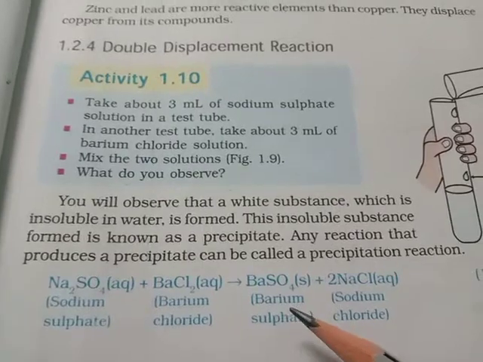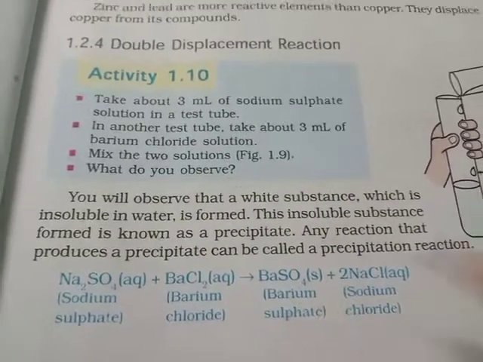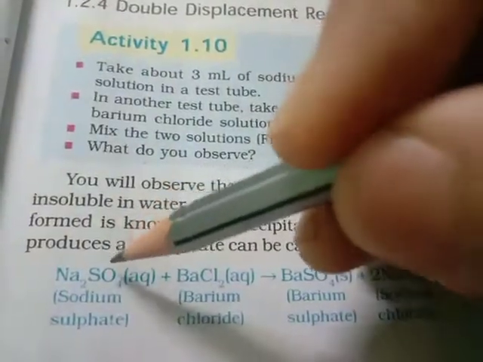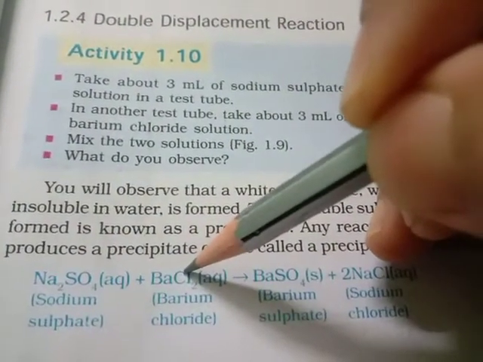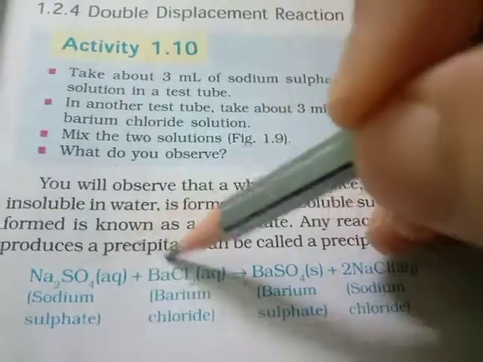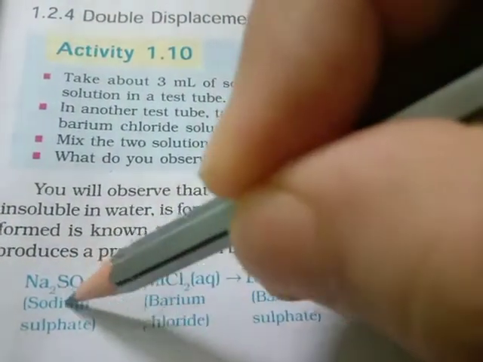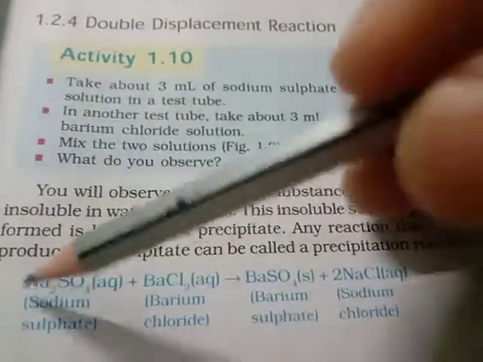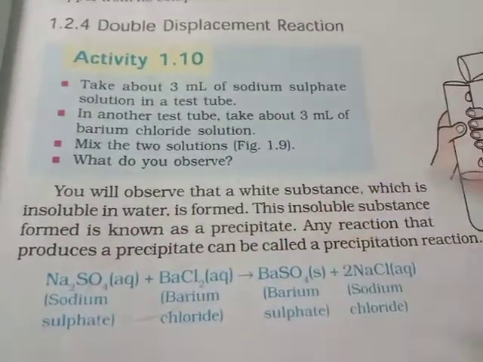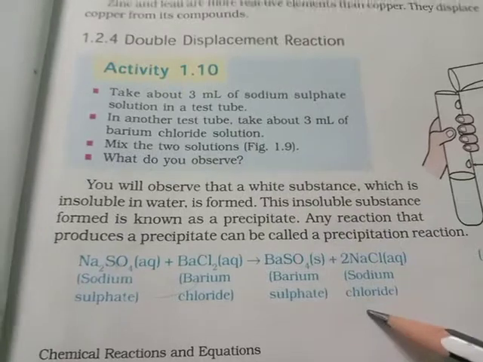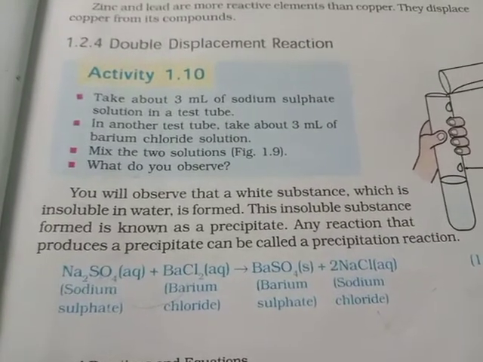So this is an example of a double displacement reaction, as it is clearly evident that sodium sulfate reacts with barium chloride and there is an exchange of ions. The sulfate goes with barium and the chloride goes with sodium, resulting in the formation of sodium chloride and barium sulfate. So this is an example of a double displacement reaction.